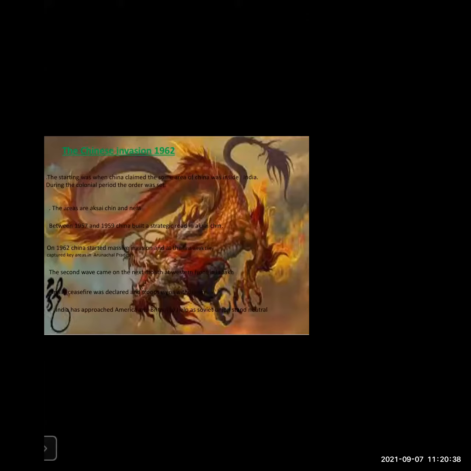The other thing was that there was a split in the Communist Party. The CPI, the Communist Party of India, split into two: CPI and CPI(M), the Communist Party of India (Marxist), over the Chinese war. The CPI(M) people supported China and the others supported India.